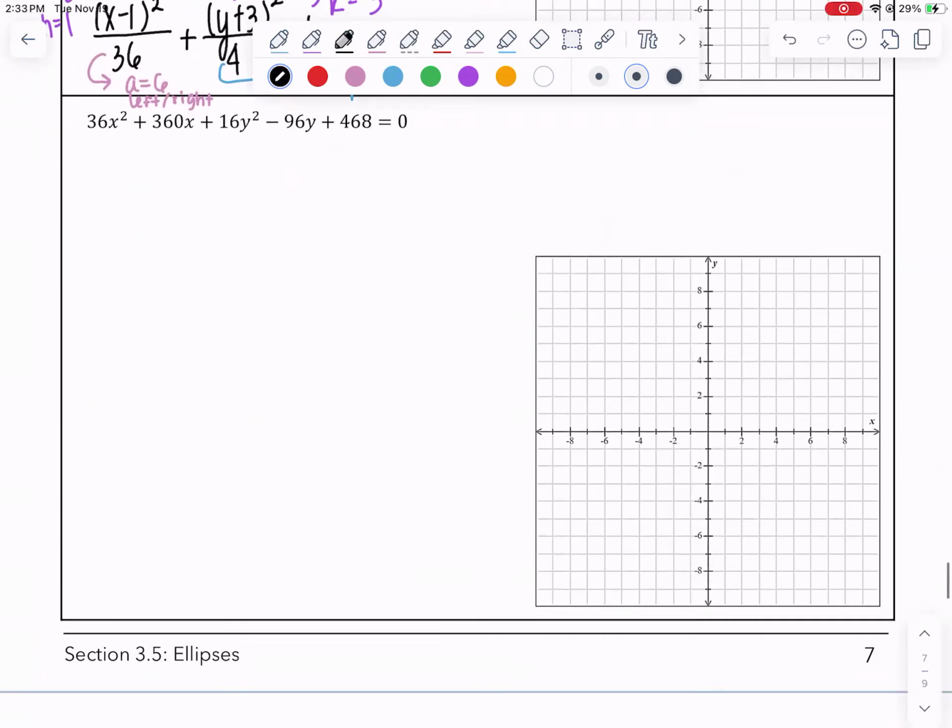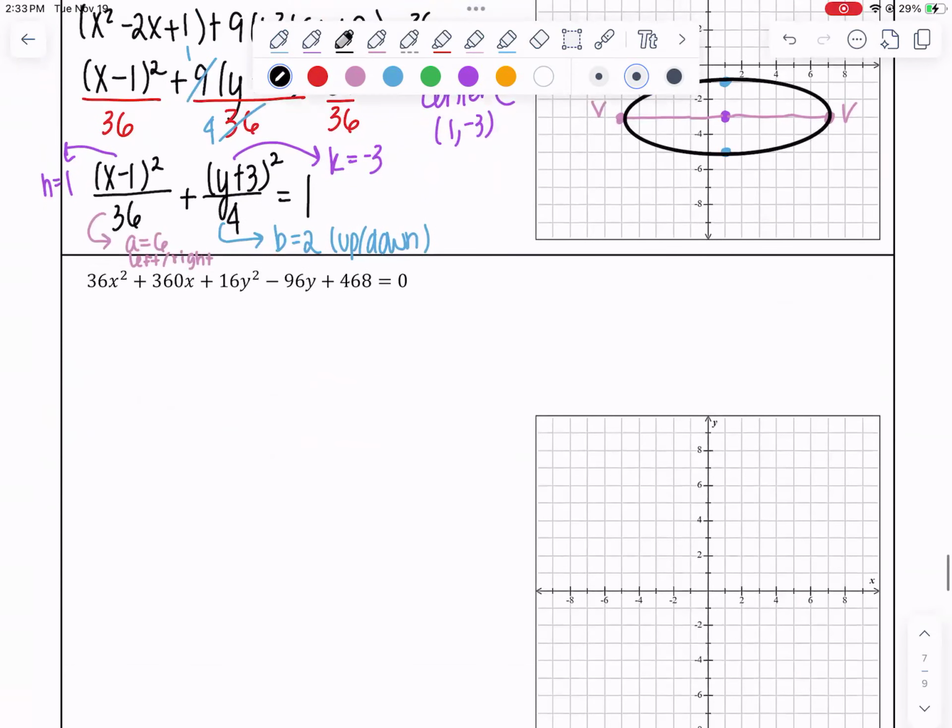Next one. 36x squared plus 360x plus 16y squared minus 96y plus 468. All right. Again, I really should have written these differently and edited them before the video, but it's too late now. So those guys are going to be grouped together. I am going to be subtracting 468 on both sides.